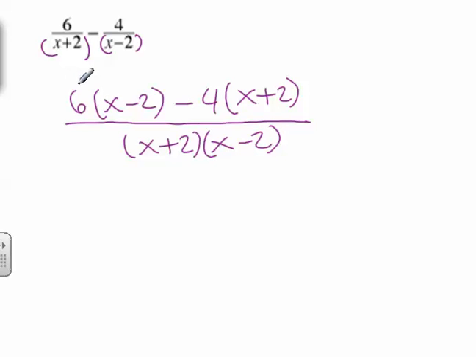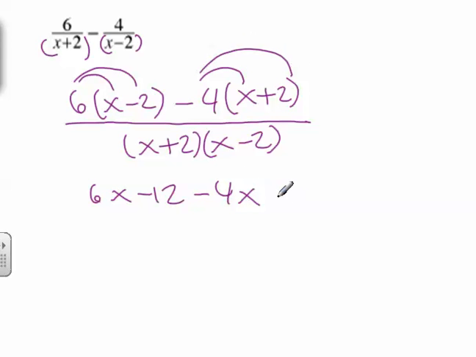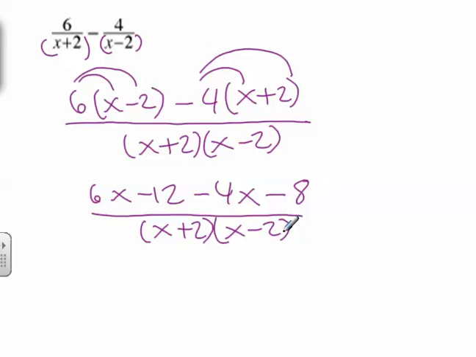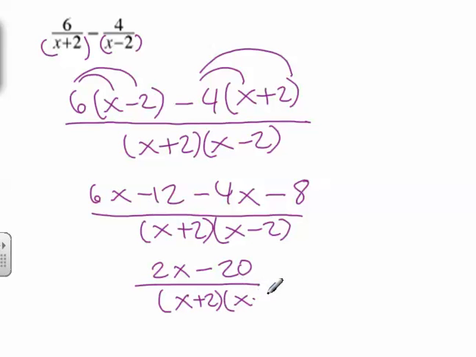So now we need to simplify this. So let's distribute the 6, and we get 6x minus 12, and distribute a negative 4, so we end up with minus 4x and minus 8. And this is all over what we had as a denominator before. We don't need to multiply those together at this point. Let's combine our like terms. We end up with 2x minus 20 over x plus 2 times x minus 2.